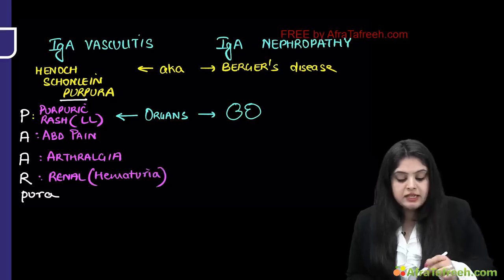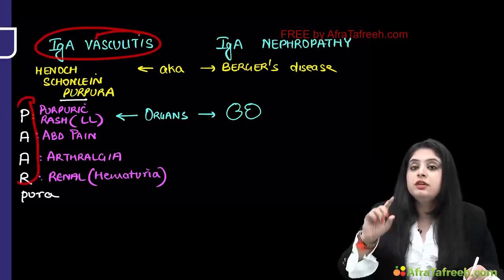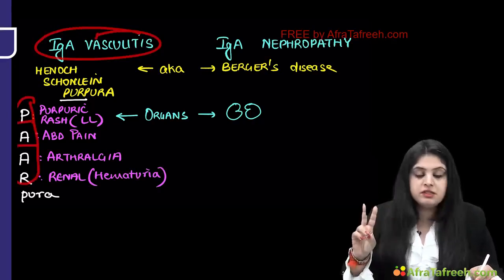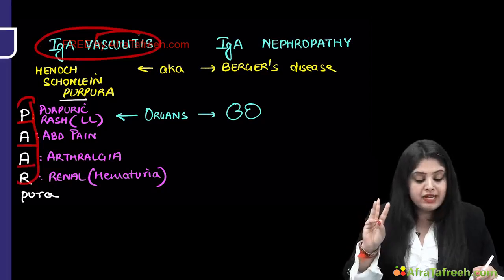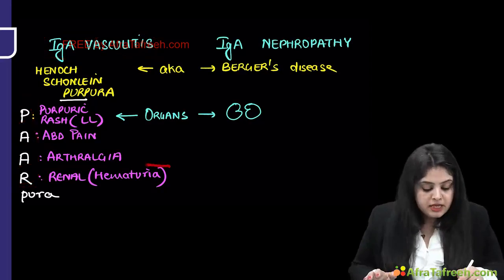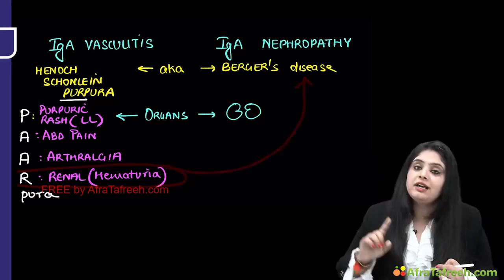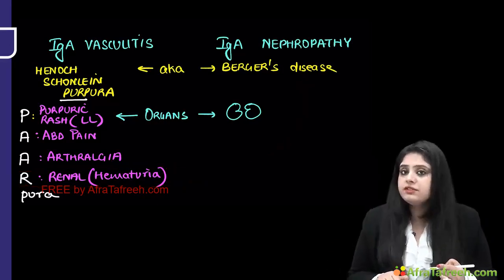So I can say that IgA vasculitis is a broad term. It includes skin, purpuric rash, it includes abdomen, it includes joint, and it includes kidney. If I only take out the kidney part, and I say what is that disease known as, that is known as Berger's disease. Everyone's understood the difference between HSP and IgA nephropathy?